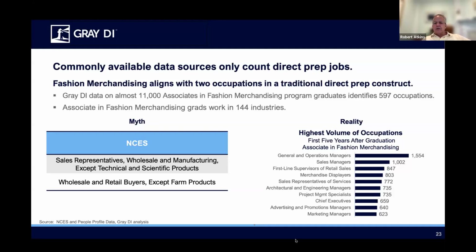So what do they do? They become general and operations managers. They become sales managers. First line supervisors of retail sales. Yeah, that makes sense. They work for a department store. They supervise retail salespeople. They may go into merchandise display. They may be sales reps for services, architectural and engineering managers. That was interesting. I suspect what that really is in that space is doing the interior design part of a project. Management specialists, chief executives.